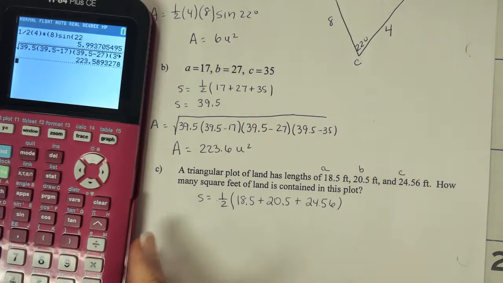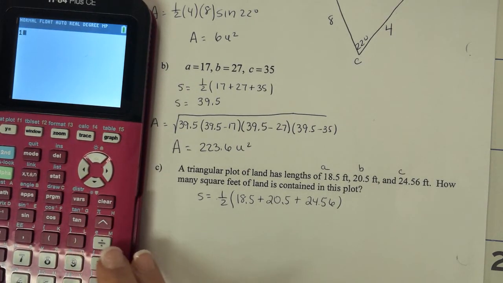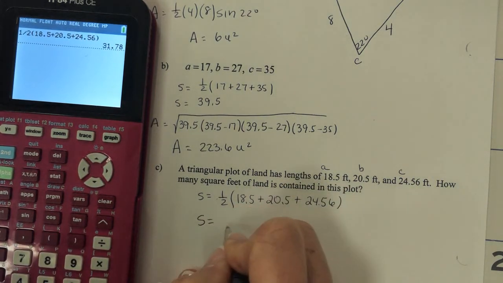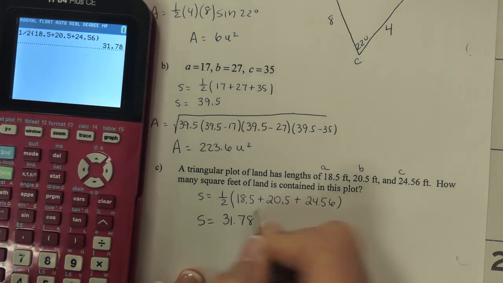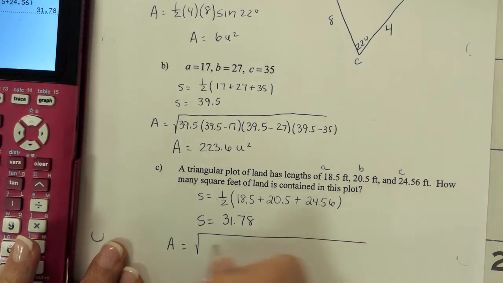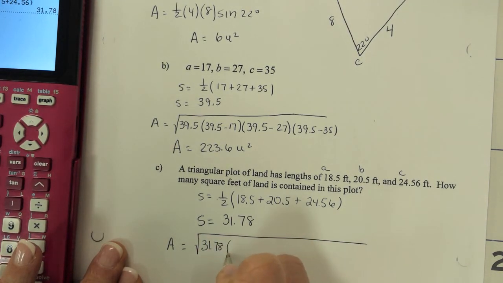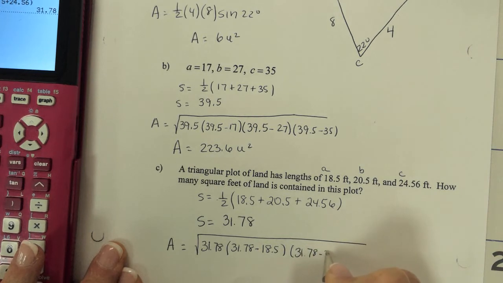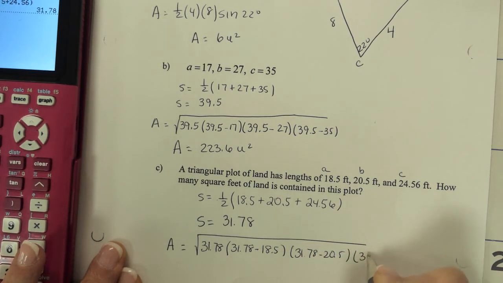On your calculator, 1/2 times 18.5 plus 20.5 plus 24.56. So that's 31.78. Then the area: 31.78, 31.78 minus 18.5, 31.78 minus 20.5, and 31.78 minus 24.56.